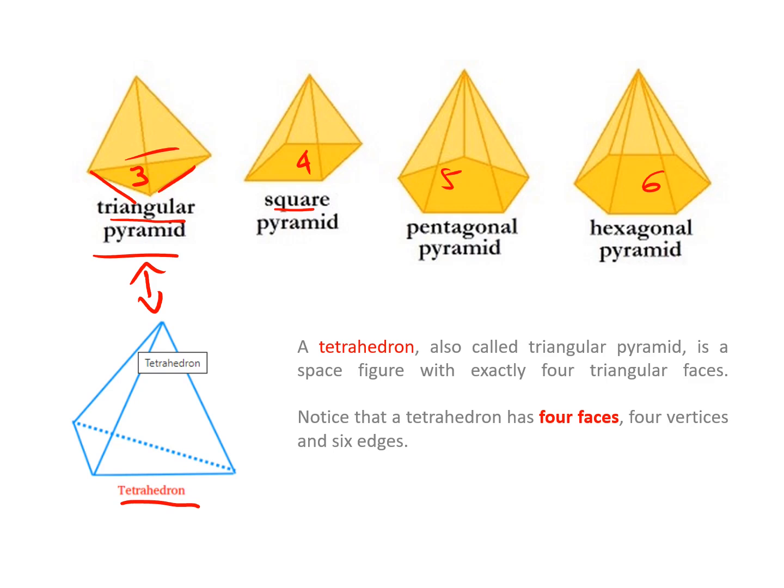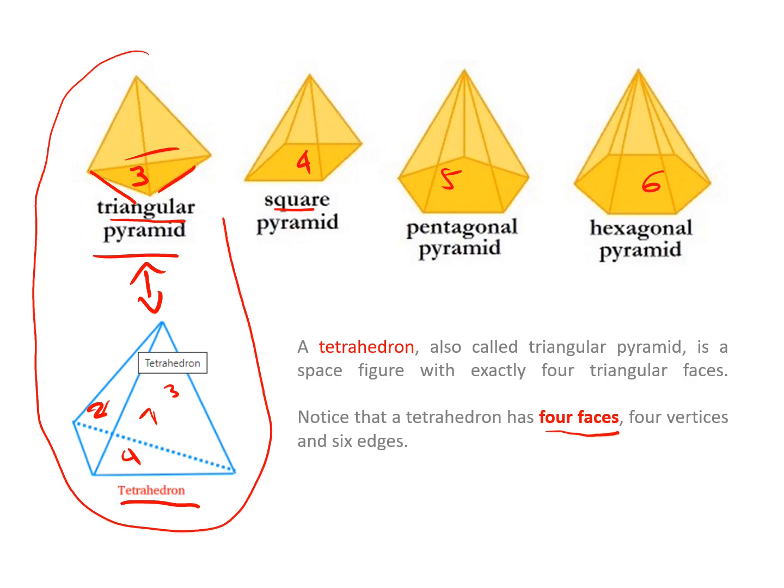And in the tetrahedron, what you're focusing on is not the base, it's the number of faces. So here you have one, two here, three in the back, and four in the base. So this is why they have different names, but they are the same.